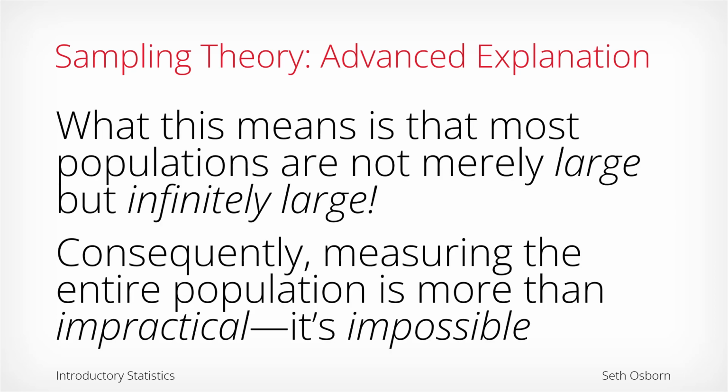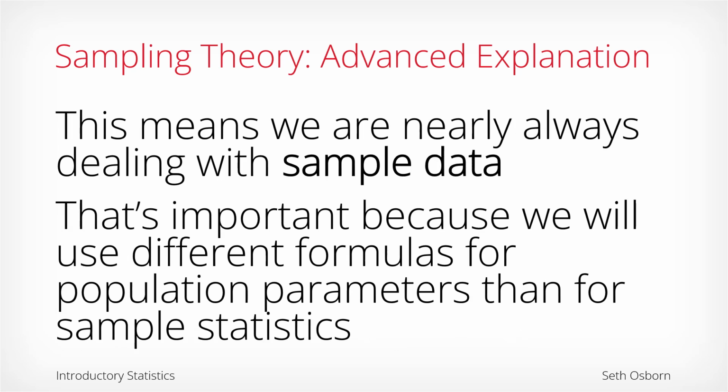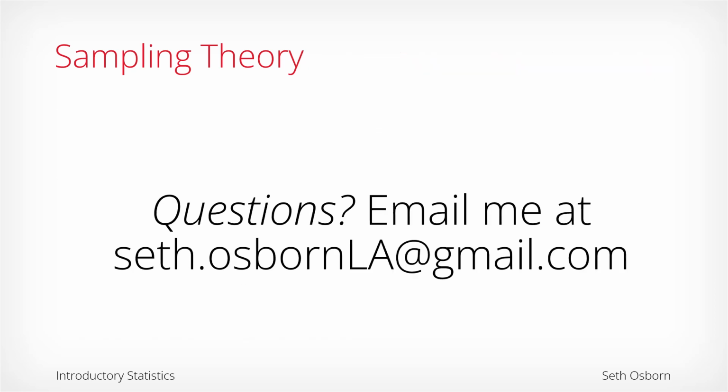What all this means is that most populations are not just large, they're infinite. And that means that it's not just impractical to collect all those measurements, it's impossible. As such, we are nearly always dealing with sample data. Even if you were able to measure some characteristic of every person you wanted to draw conclusions about, you would still be wise to treat that as sample data. And that's important because we use different formulas to calculate population parameters than sample statistics.